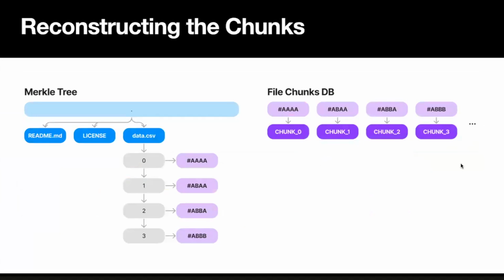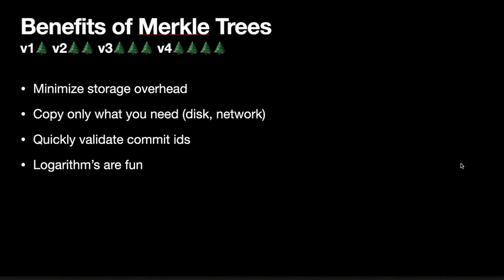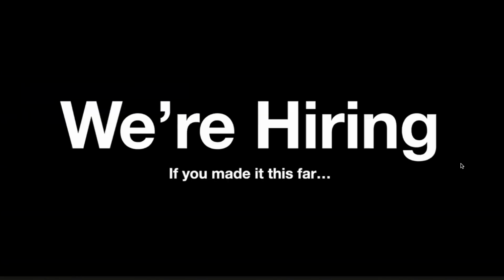And then we also need some pointers for the order of the chunks, but that's all that's really stored at the bottom of the tree there. So the benefits here: minimize storage overhead. You copy only what you need, both on disk and over the network. You can quickly validate the contents of your whole commit by just bubbling up the changes through the tree and making sure the hashes hash all the way to the top. And logarithms and trees are just fun in general to save you all of that work.